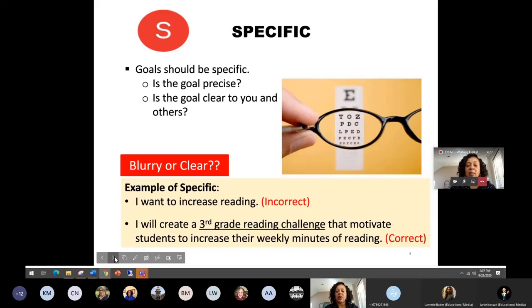And I have an example of specific. In the example, it states, I want to increase reading. That's the goal that you started with. But is that a specific goal for your school? A better suggestion would be to write the goal as, I will create a 3rd grade reading challenge. That is specific. It's a 3rd grade reading challenge that motivates students to increase their weekly minutes of reading. When we look at this example, you can see that in example number 1, although you want to increase reading, you did not provide any other information. In example 2, it provides more details to make it clear for the reader.